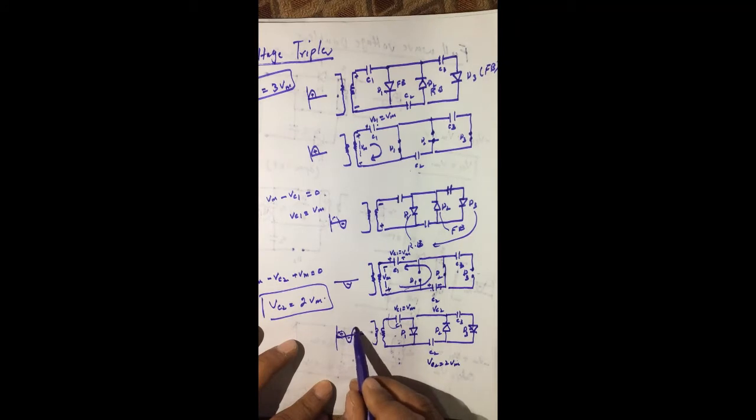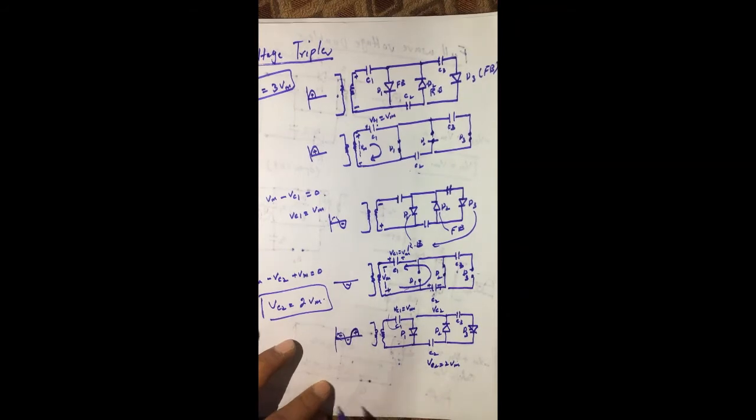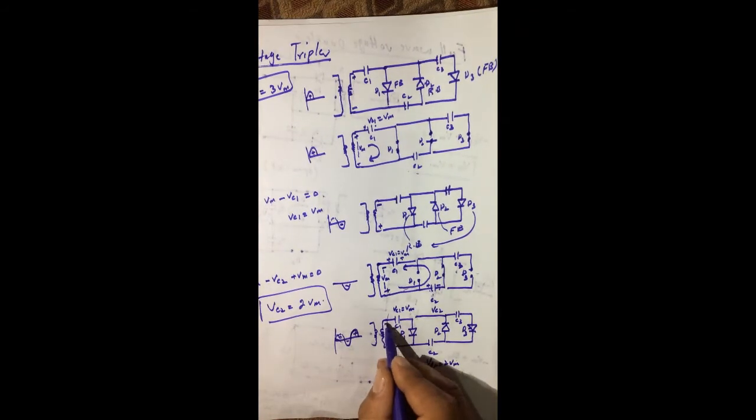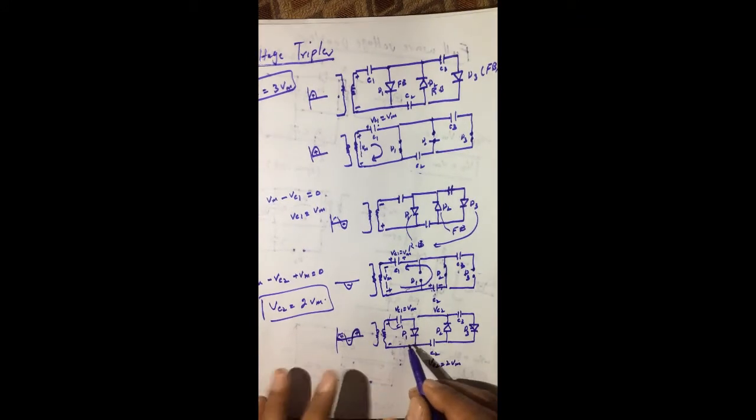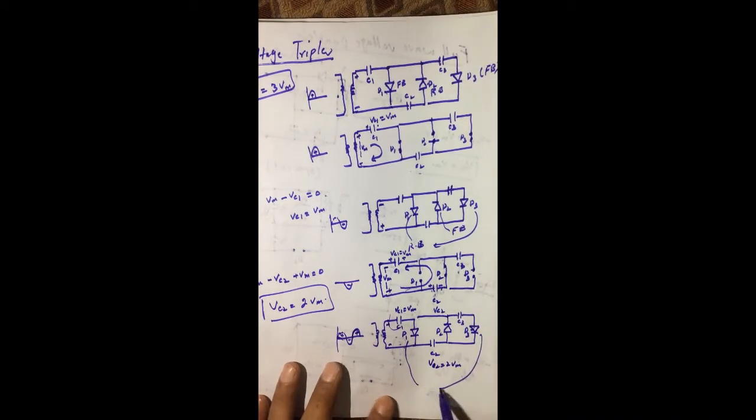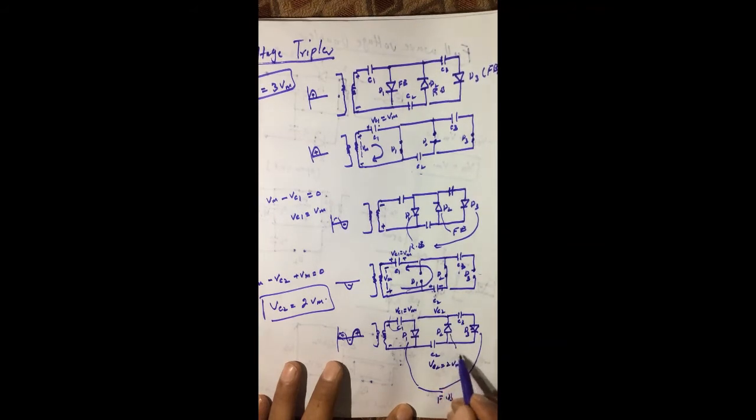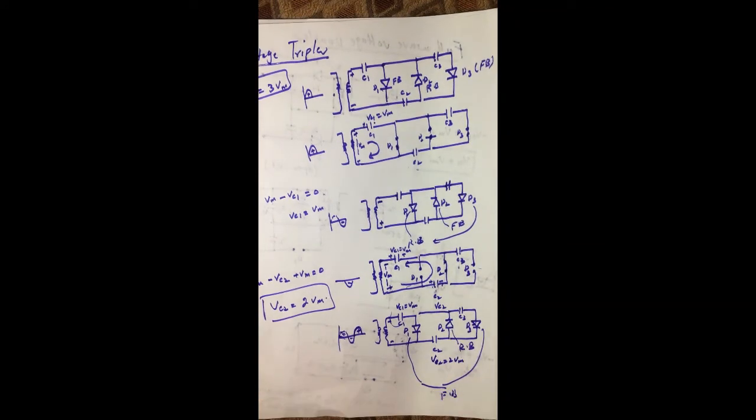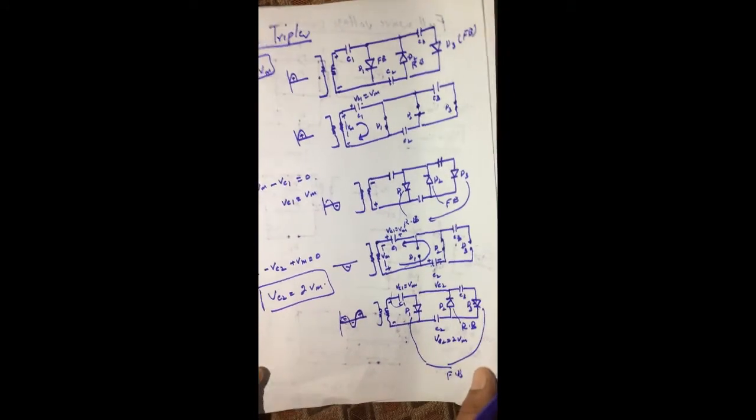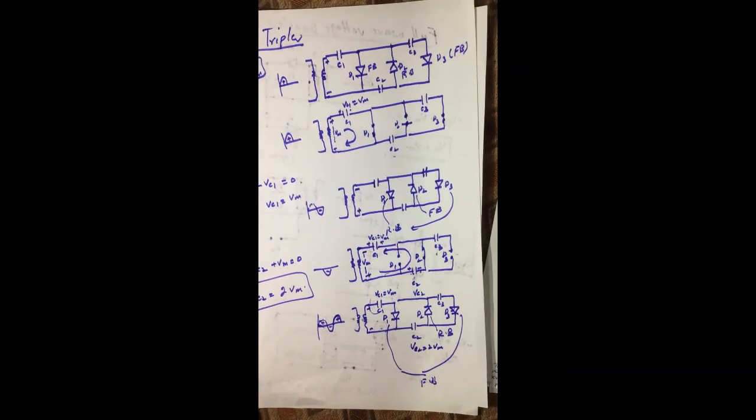Now in the next positive half cycle, what will happen? This has become positive, this will become negative. Diode D1 and D3, they are forward biased, while diode D2 is reverse biased. So D1 and D3 act like a short circuit, and D2 acts like an open circuit.